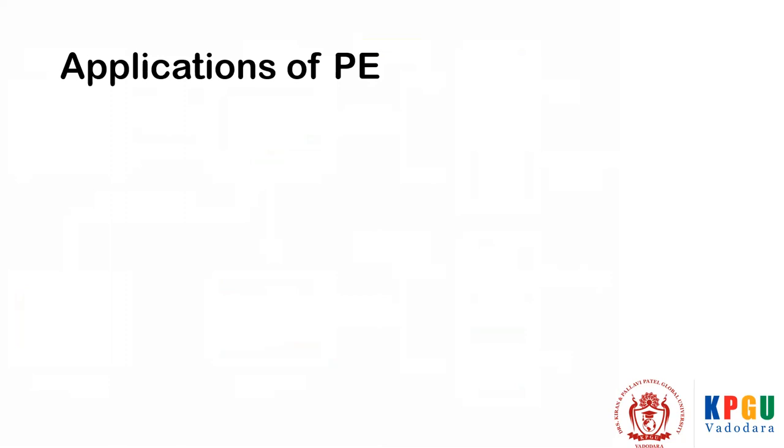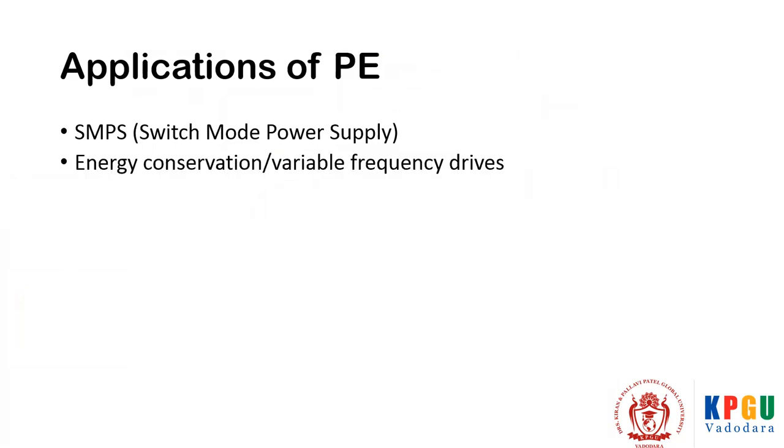What are the applications? Switch mode power supply is the most common and popular application, which is used in all computers and laptops and other devices, where you have an AC supply from the electricity board. You convert it into DC, and then you control and give constant DC as per the requirement of the load. Then you have energy conservation, that is variable frequency drives, where all the industrial applications use this type of application, and a lot of energy saving is also there, and you have control over speed also.